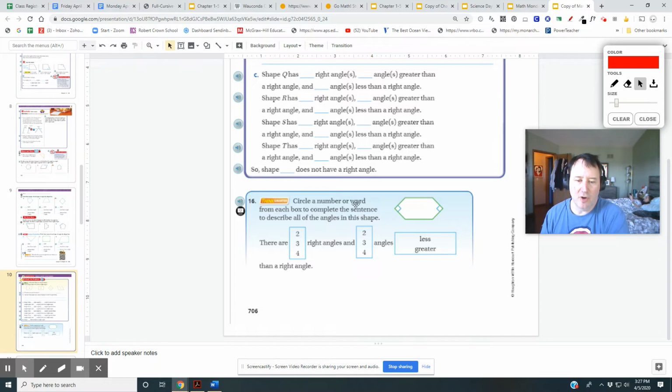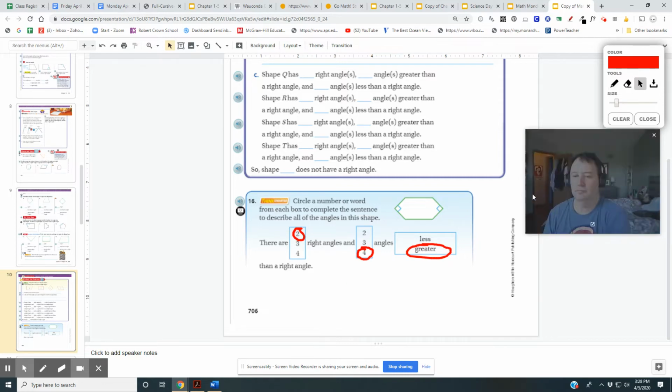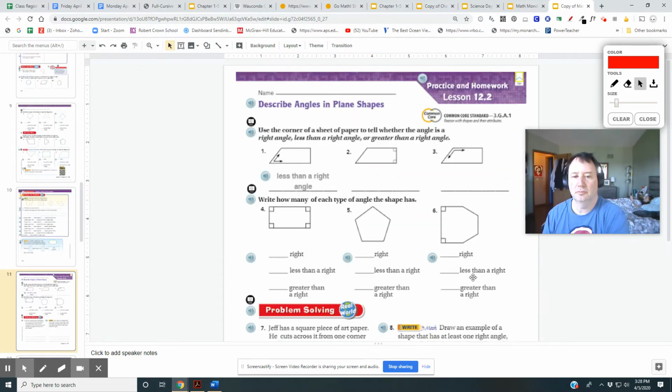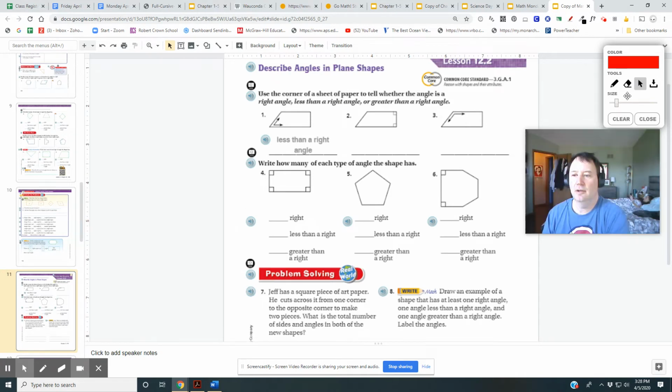16. Circle a number or word from each box to complete the sentence to describe all the angles in this shape. There are blank right angles and blank angles less or greater. So I see 2 right angles and 1, 2, 3, 4. And I see 4 angles that are greater than a right angle. Okay, I'm just going to put the answers down for these.